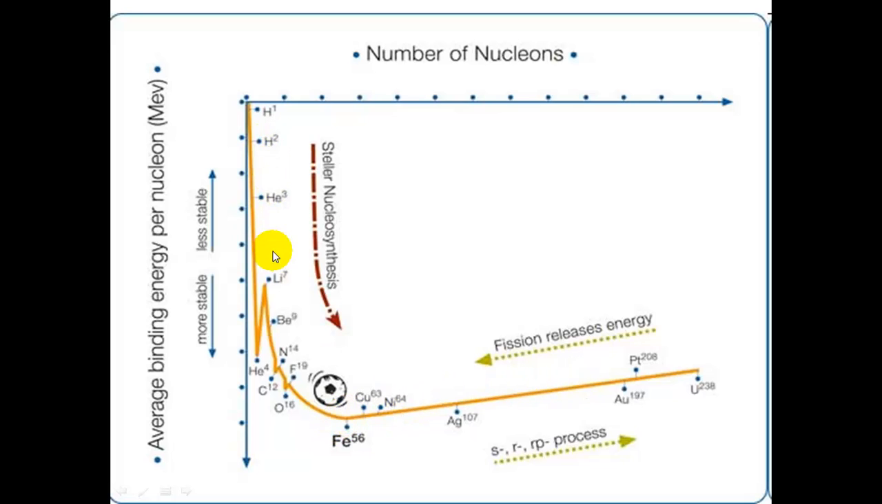Where do we get these nuclei being produced? These basically happen in stars. And when we have large nuclei of uranium and so on, they will tend to split. They will tend to undergo fission and go towards iron.